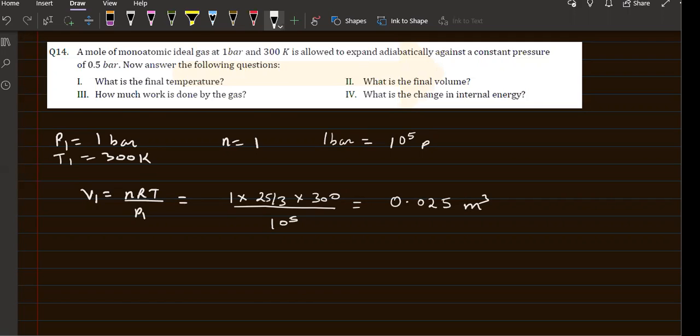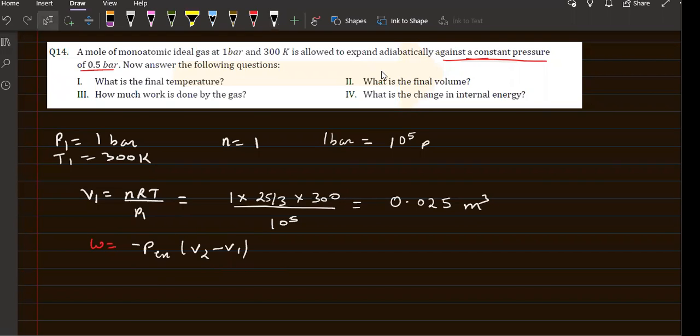Okay, very good. Now see, I told you that if we are given a constant pressure, again constant pressure of 0.5 bar, then what is the formula for work done? It is always minus P external into V2 minus V1. Yes or no? All of you, if you remember?